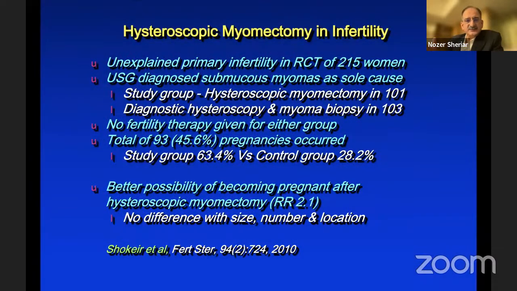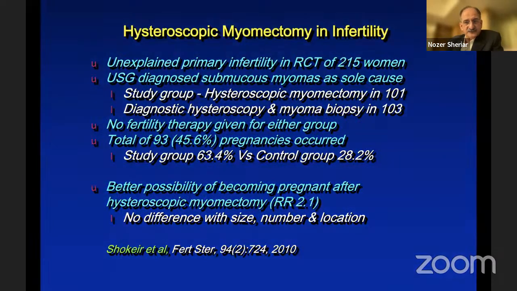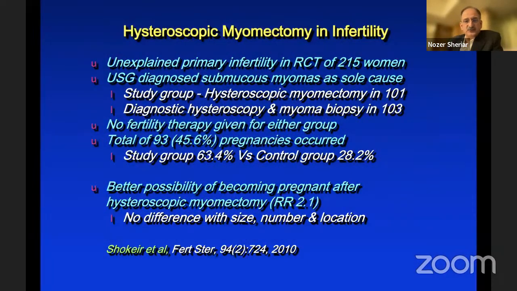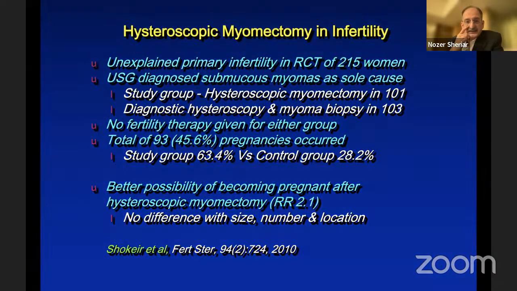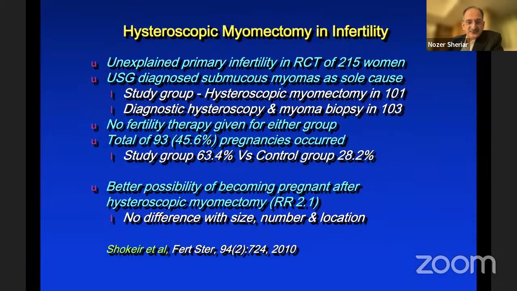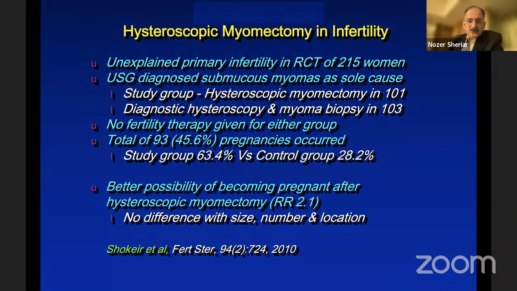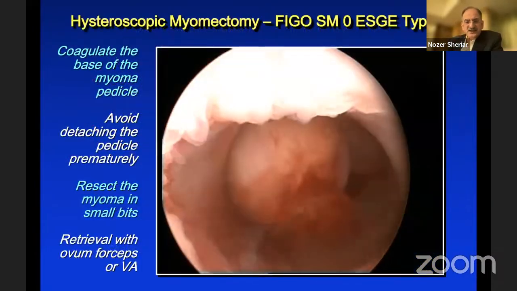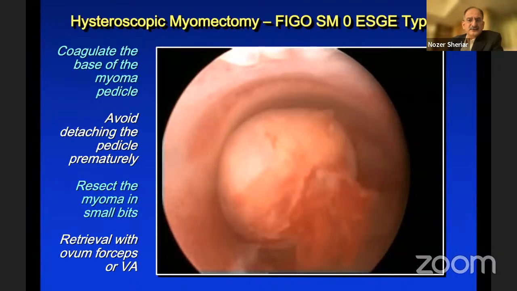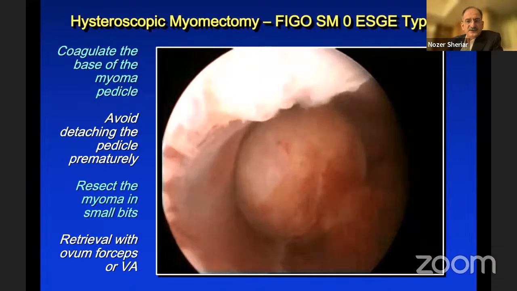And this was an unexplained primary infertility in an RCT of 215 women. Submucous myomas, the sole cause, almost equal groups, no fertility treatment given. Study group where myomectomy was done, 63% pregnancy rate. Control group, yes, submucous myomas did also have pregnancies without surgery, 30%. They said you had better possibility of becoming pregnant after a myomectomy, and this did not differ with size, number, and location. So let's start with the FIGO SM0 ESGE type 0 myoma.